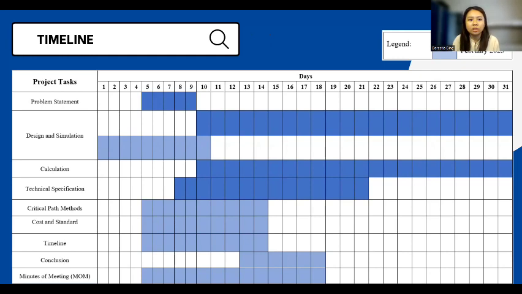The first project task is problem statement, then design and simulation, calculation, technical specification, critical path method, cost and standard, timeline, conclusion, and lastly minute of meeting. There are 3 minutes of meeting.